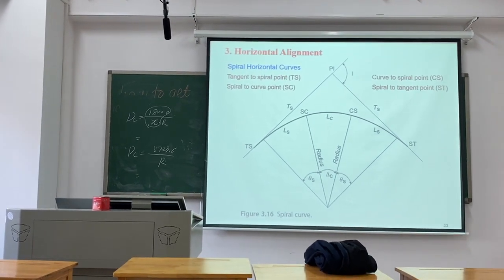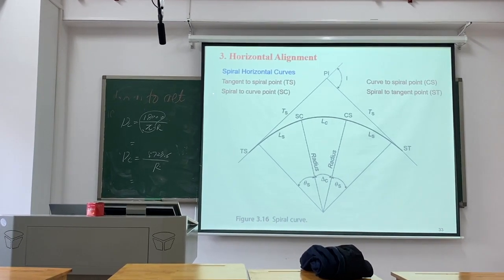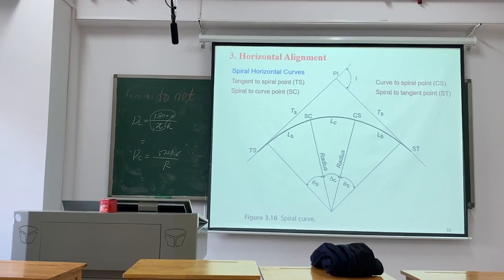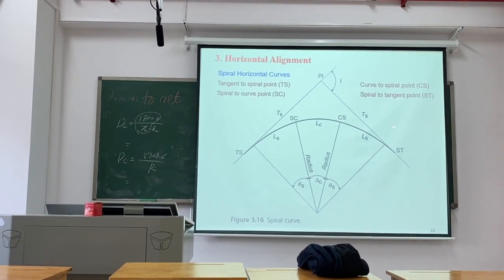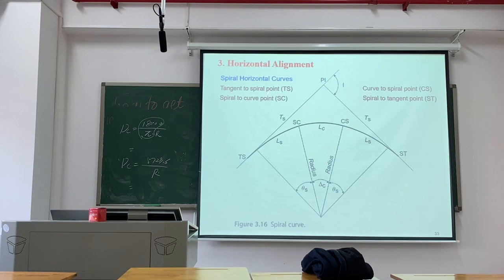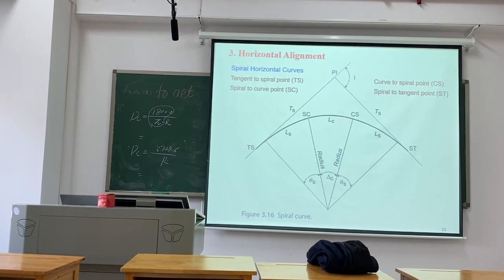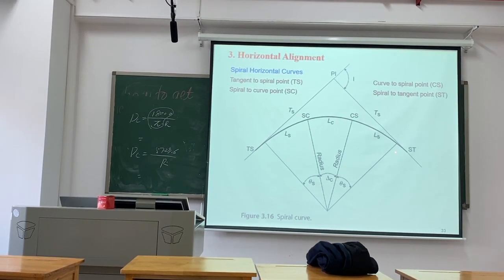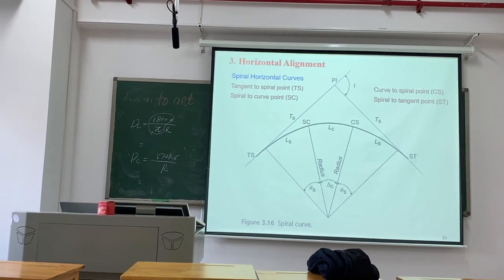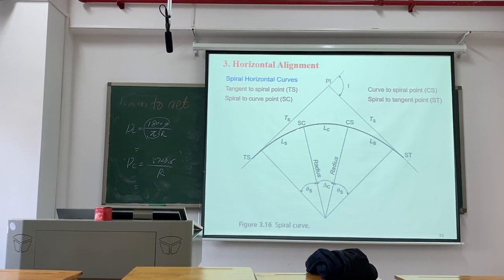Spiral horizontal curve. We should know the tangent to spiral point TS, the spiral to curve point SC, the curve to spiral point CS, and the spiral to tangent point ST. These are more points we should know, just like SC and CS.